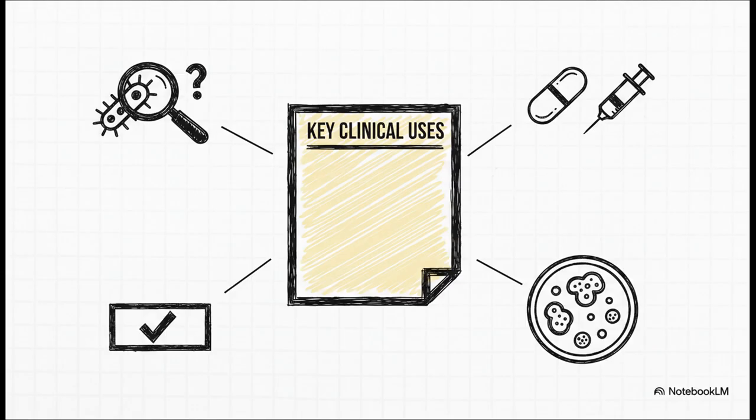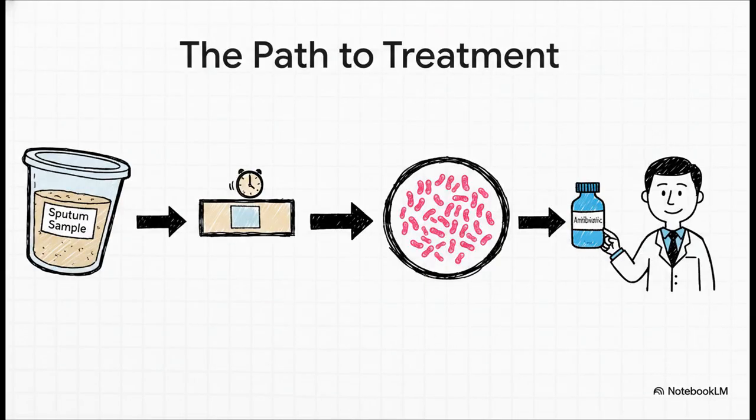It's also a great way to check if a sample is even good enough for culture, and hey, it can even give you a quick heads up about a yeast infection. Let's just follow the journey. A sputum sample from a patient with pneumonia hits the lab. We can do a gram stain in just a few minutes. The report comes back, gram-negative bacilli seen. Just based on that one piece of information, the doctor can start an antibiotic that's known to work against those types of bugs. This decision happens in minutes, giving the patient a massive head start on treatment while everyone waits for the final culture, which could take a day or two.